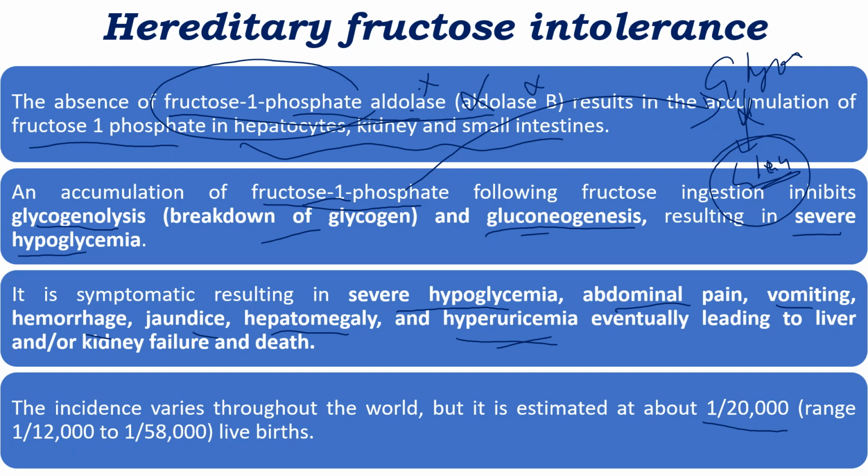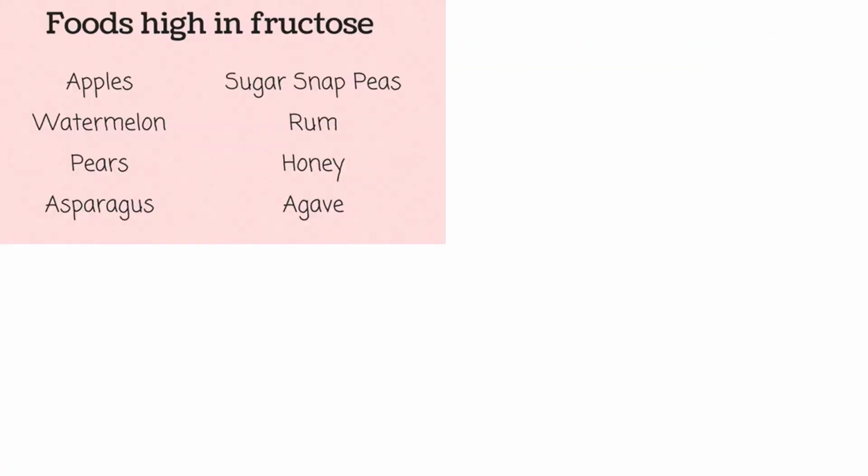So these are the two major disorders of fructose. Lastly, we are going to see how we can treat it. Because it is a genetic defect, ultimately we don't have any kind of treatment. This is an autosomal recessive disorder. So we can only avoid those foods which contain a high amount of fructose, and we should prefer those foods which contain a lesser amount of fructose.